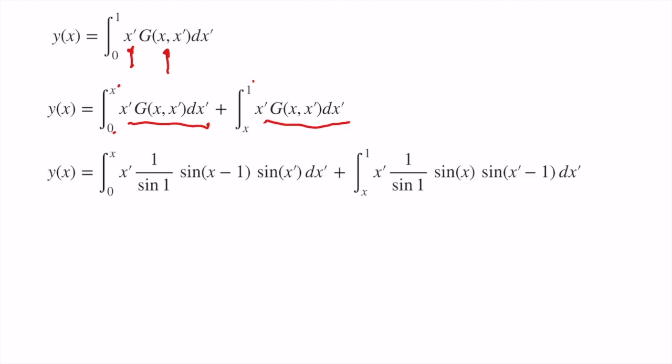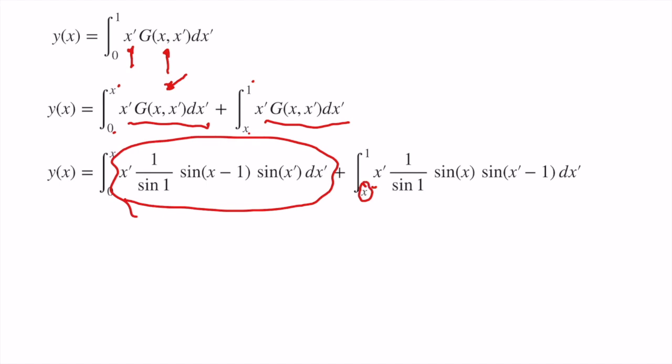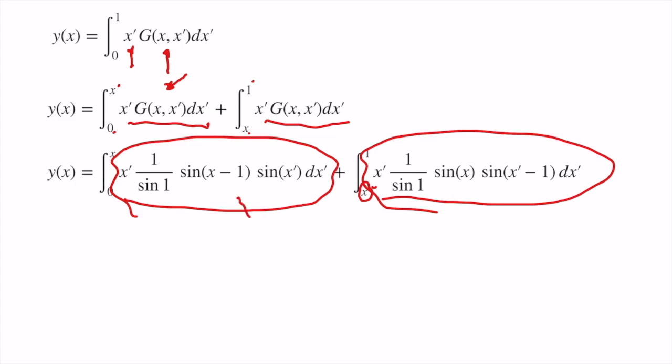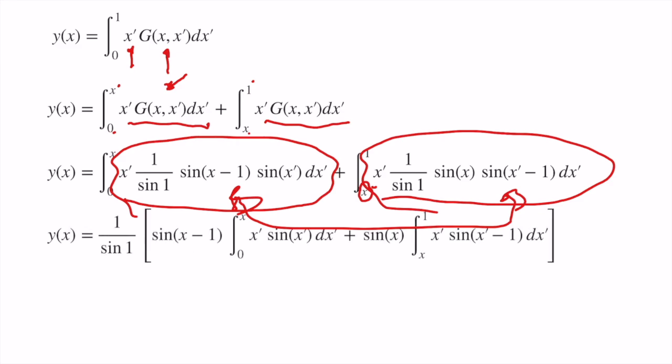Once we do that, in each region we substitute the appropriate Green's function. In this region, you see that x prime is always going to be smaller than x. Then we use this Green's function, that is 1 by sine 1 sine x minus 1 sine x prime dx prime. On the other side, when we go from x to 1, x prime is always greater than x, because x is the lower limit here, and then we choose appropriately the other Green's function, and do the integration. Of course, this integration is fairly straightforward. You don't have to spend long hours as you did finding the Wronskian. You can do it in the flip of a second.